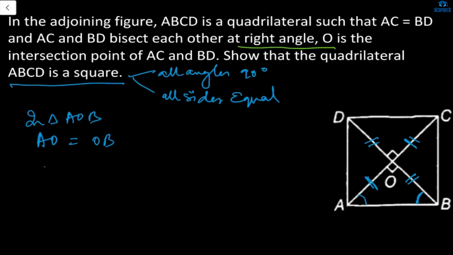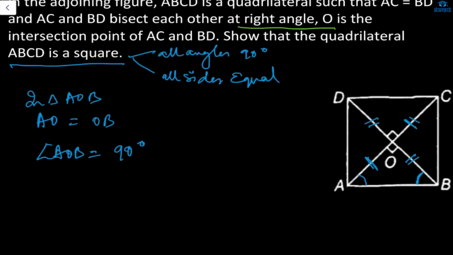Okay, now we already know that angle AOB is equal to 90 degrees. Angle BAO will be equal to angle ABO. They both will be equal. Just now we'll write this only. You can equate it to x.